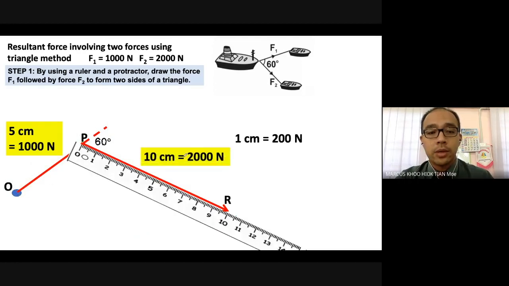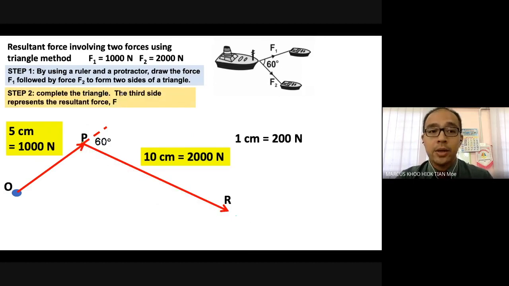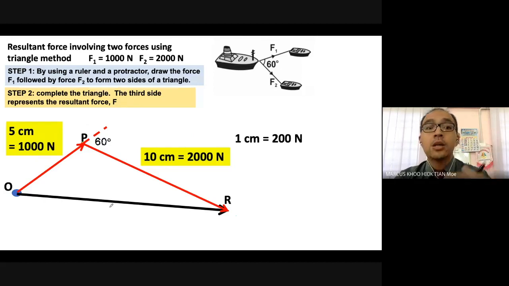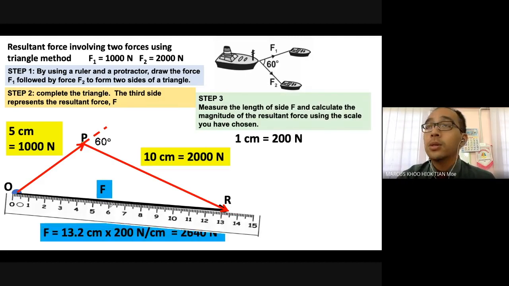So, you calculate this, 10 cm, 2000 newtons. And then after that, you complete the triangle. The third side represents the resultant force, which is this. You will get the exact same thing, cuma different method. One is a parallelogram method, one is a triangle method. You have to know both methods. But if I were given a choice, I would choose parallelogram. I actually prefer parallelogram. It's easier. So you will still get the same thing, 13.2, and then you get 2,640 newtons.